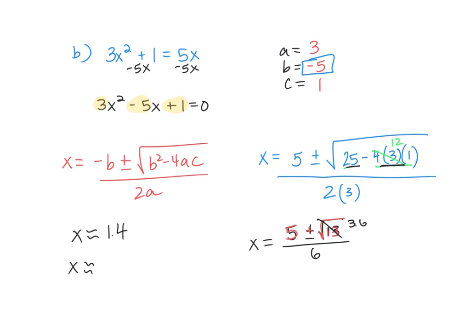Okay, then I'm going to grab a different color. I'm going to do 5 minus 3.6 and then divide by 6. I get about 0.2 for my other answer. And there are my two solutions.